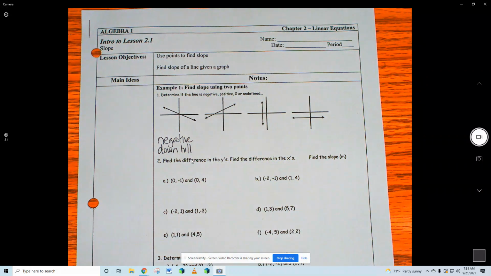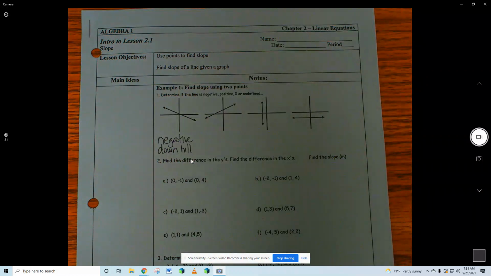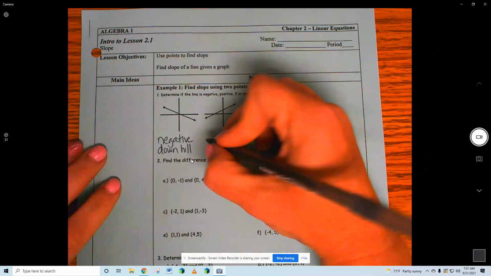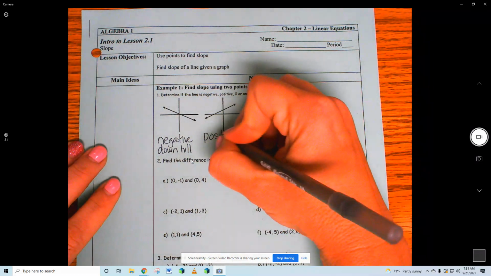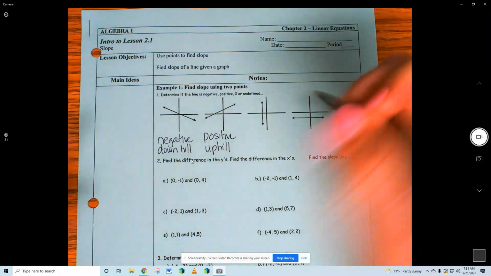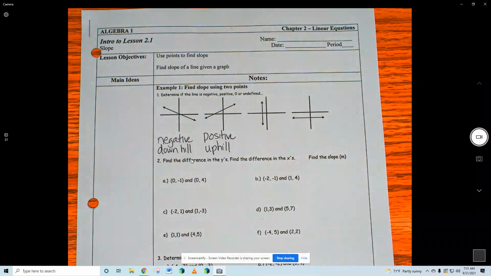Second picture, what do you think? Positive, 0, or undefined? Positive, and what's the reason you say positive? Yep, uphill. Good. Excellent.